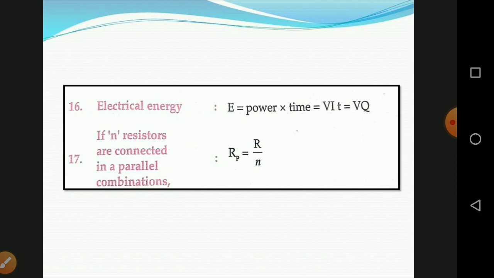Next is electrical energy. Electrical energy E is equal to power into time, that means VI into T, or as well as you can write V into Q. And if n resistors, each of resistance R, are connected in parallel combination, Rp is equal to R divided by N.